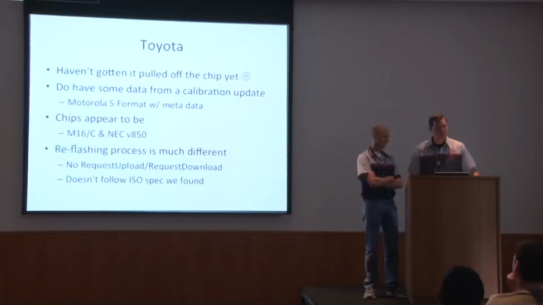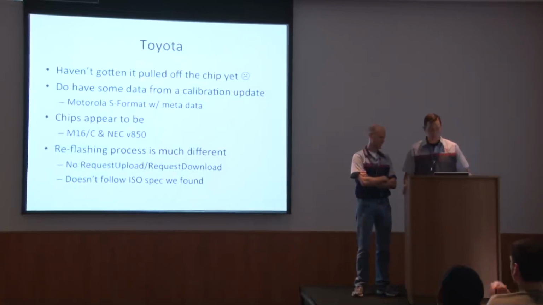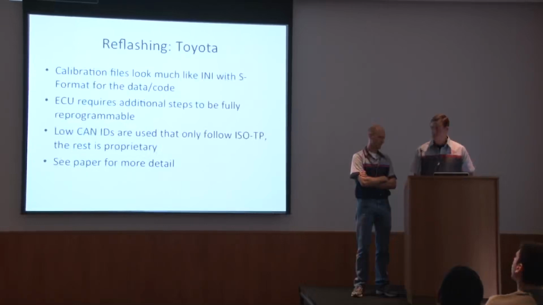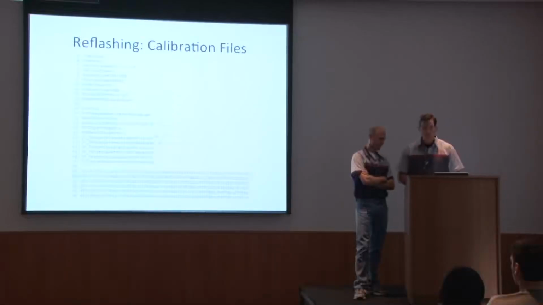The Toyota is really weird and really proprietary. Unfortunately, we don't have much time. It didn't actually use the request upload and request download things. They do their own proprietary thing. Shocking that the Japanese auto manufacturer would do that, right? But they have these calibration files that contain stuff in them. A lot of it's in Motorola S format, so you can actually get the calibration updates for the car from Toyota's site and then pull them out of here.